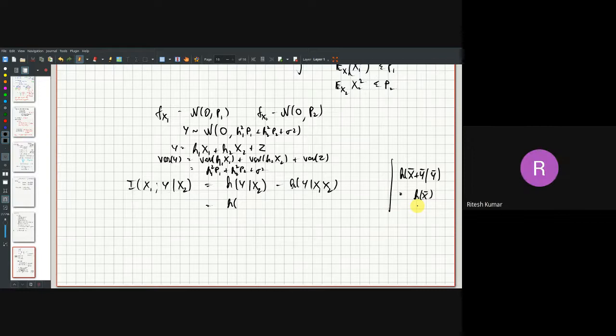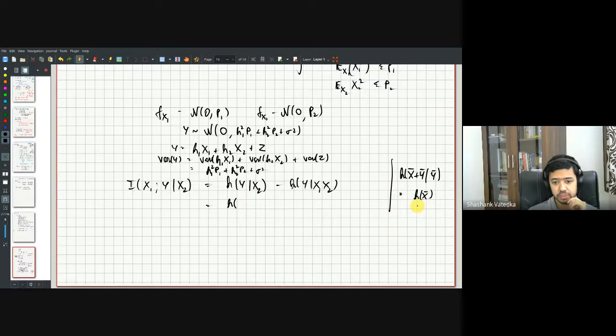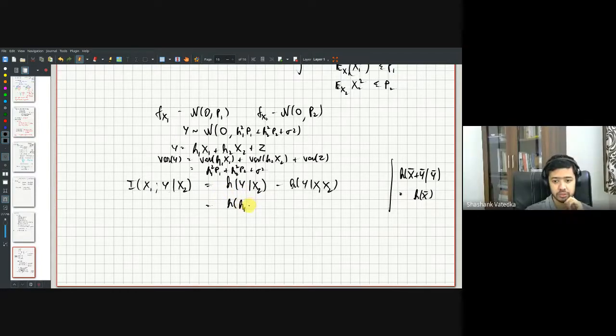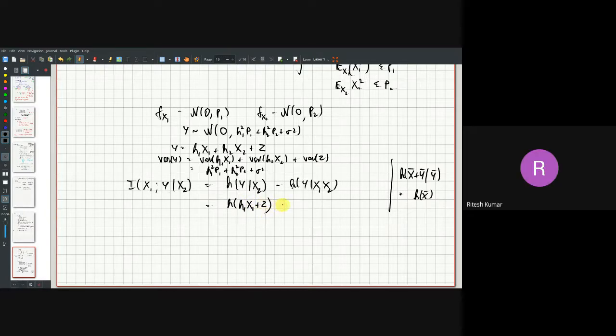Yes. Right. So using this, what can you say about h of y given x2? You also know h1 and h2, right? These coefficients h1 and h2. So what is the differential entropy of y given x2 equal to? Entropy of h1 x1 plus z. Right. Okay. Good.